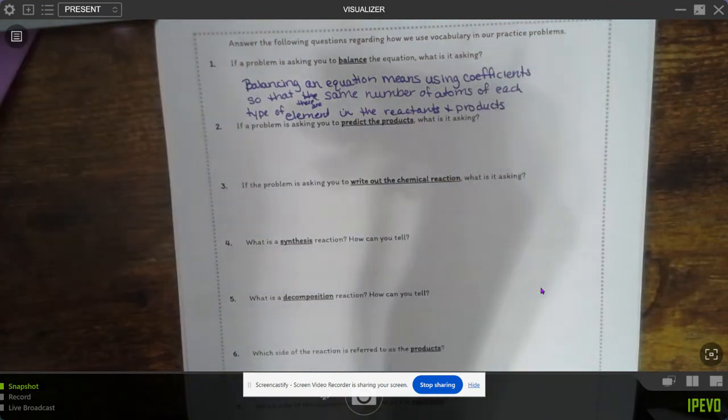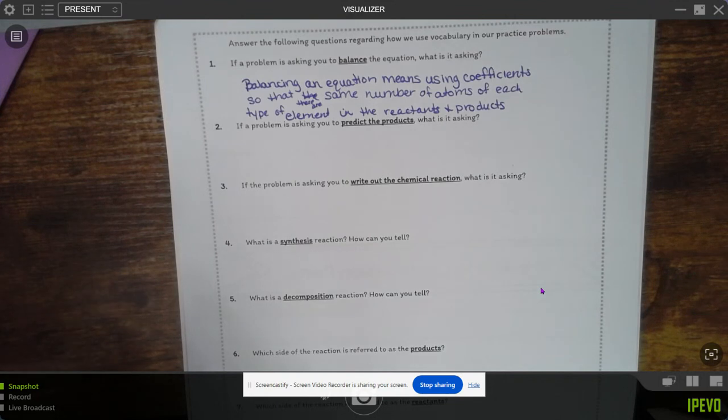Okay, in other words, if we've got a reaction and we've got 3 sodium when we start out, when we get done, we have to have 3 sodium. And we have to use coefficients to kind of balance that out.